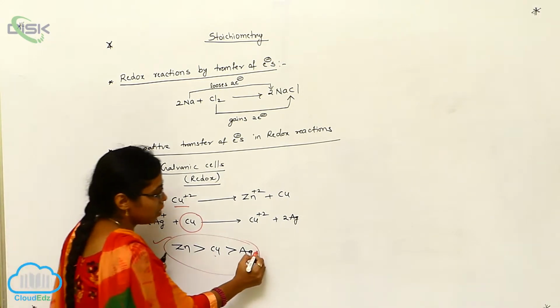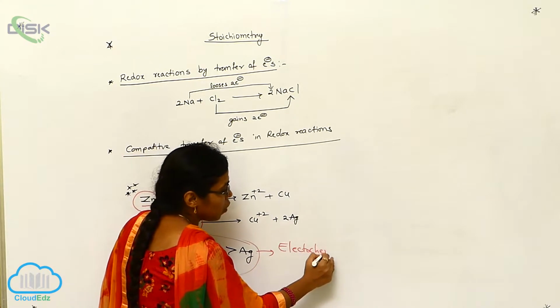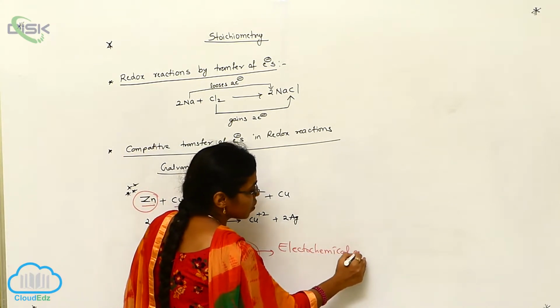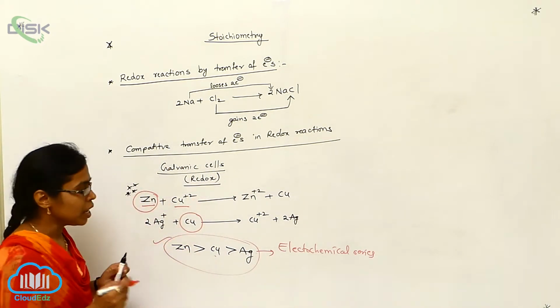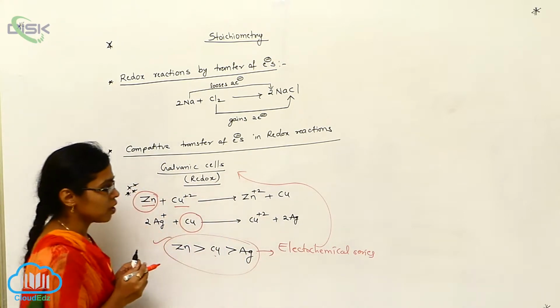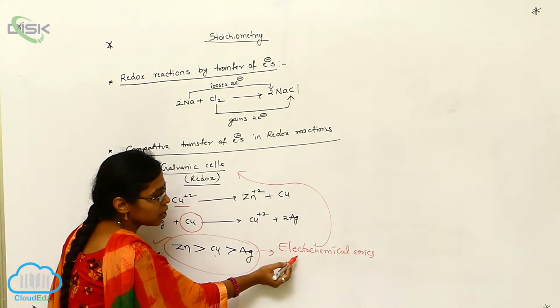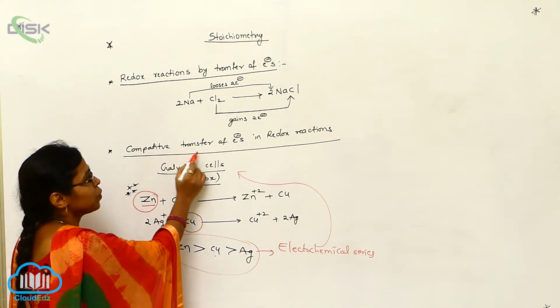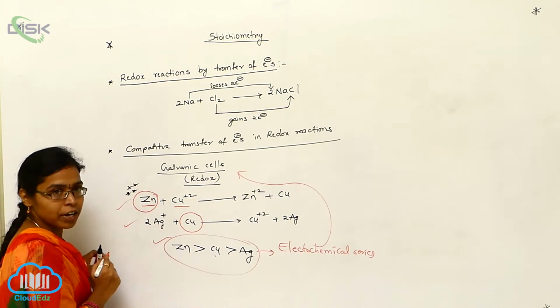So depending upon this, the electrochemical series is prepared. Depending upon the electrochemical series, the galvanic cell and electrolysis processes are involved. The electrochemical series is prepared by the competitive transfer of electrons in redox reactions. It is also a redox reaction.